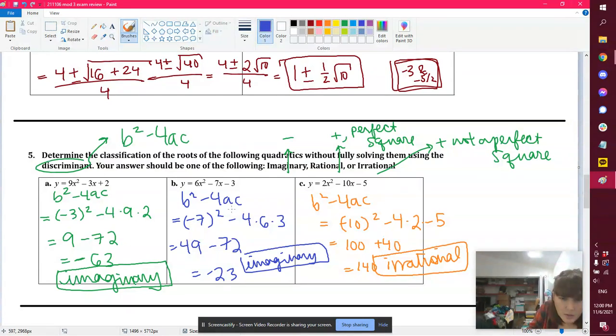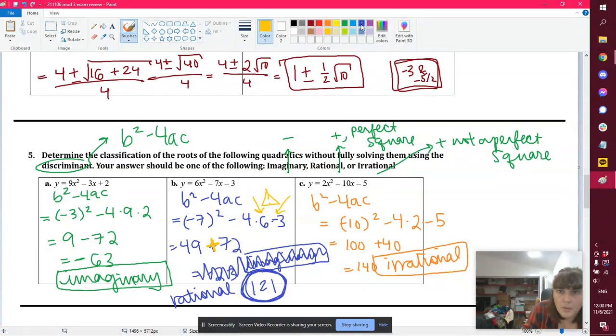I'm now realizing that back here, we should have had times negative 3. So this should have been positive 72. And then this becomes 49 plus 72. Oh, nice. 121, which is a perfect square and is positive. So this actually gives us rational answers. Wow, nice. So even I mess up a lot. The danger is if you have a negative a or a negative c, make sure you eventually get a positive number from that.